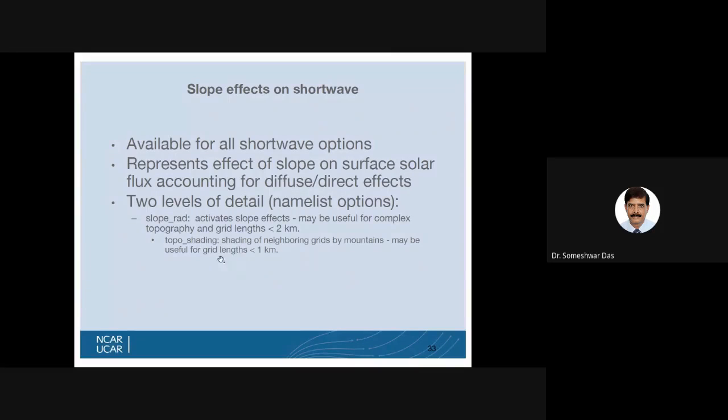May be useful for grid spacing less than 1 kilometer. Again, unless your resolution is less than 1 kilometer, this will have no meaningful effect. Use this parameter option only when your resolution is less than 1 kilometer. In that case, it will take care of the shading effect of the topography at the neighboring grid points.